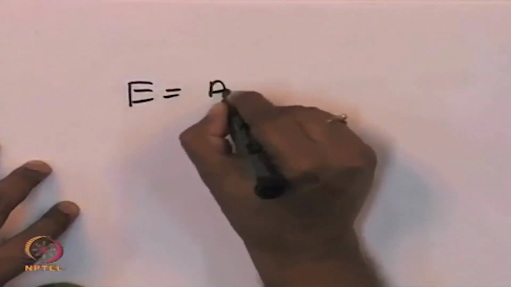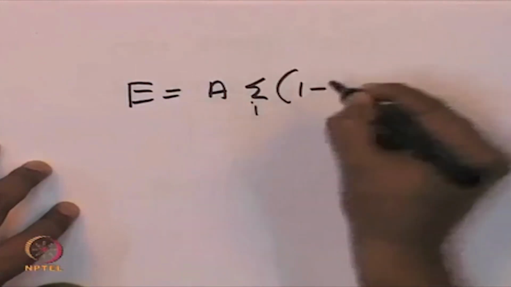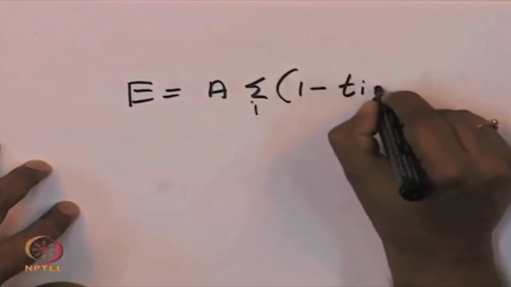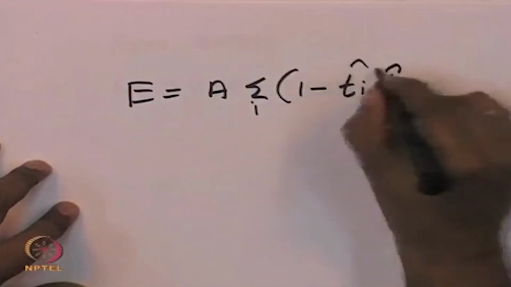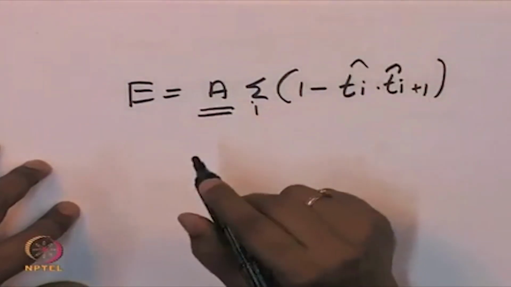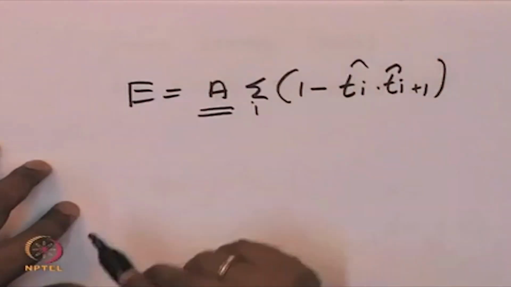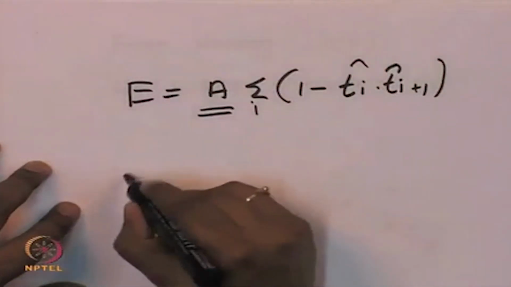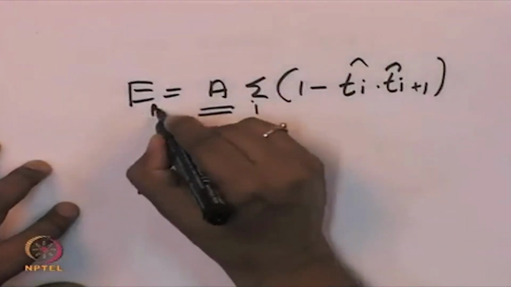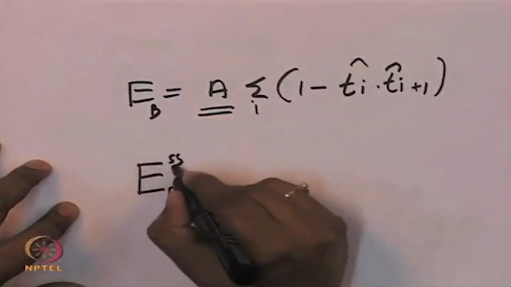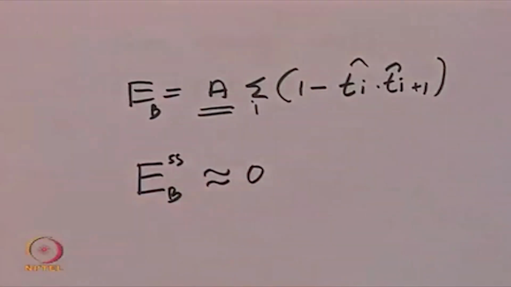So, we said that bending energy E is A into sum over i of 1 minus t_i dot t_(i+1). For single stranded DNA, this A is very small, so that this energy can be neglected. So, for single stranded DNA we can take the bending energy as 0. There is no bending energy for single stranded DNA.